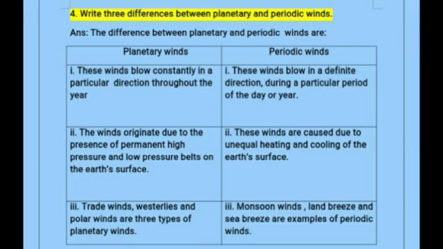Next, what about periodic winds? These winds blow in a definite direction during a particular period of the day or year, and these winds are caused due to the unequal heating and the cooling of the Earth's surface. Example, the monsoon winds, land breeze and sea breeze are examples of periodic winds.